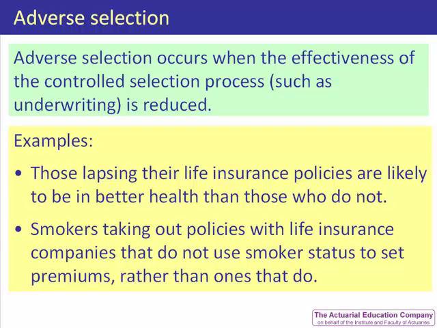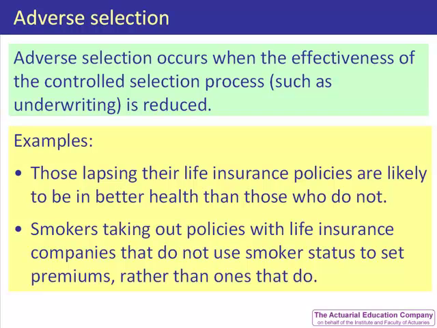Our second example relates to smokers taking out policies with life insurance companies that do not use an individual's smoker status to decide what premiums to charge. The effect of smoking on mortality is well documented. If an insurance company takes it into account, it would charge higher premiums to those who smoked, since they have shorter life expectancies, meaning they will pay premiums for a shorter time, and the sum assured under the policy is likely to be paid sooner.